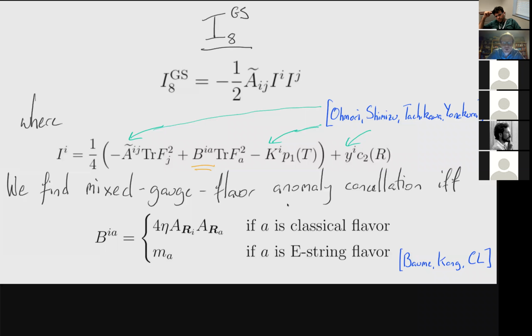If you do require this, then we find that this coefficient must be either, if it's classical flavor, proportional to some kind of group theory coefficients, that's these A_R. And if it's E-string flavor, it must be the embedding index. So you remember earlier, I told you that there was this funny SU(2) with embedding index 8. Well, that 8 is very important here because you only cancel the gauge anomalies if this coefficient B_IA is in fact 8. Okay.